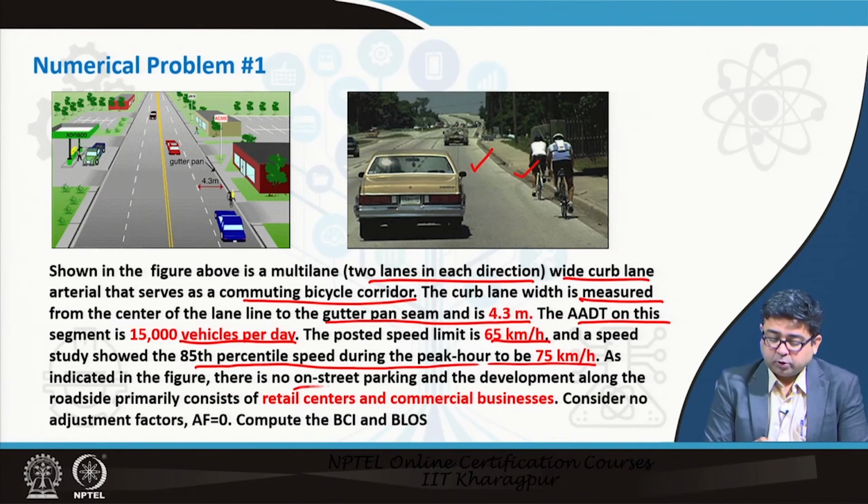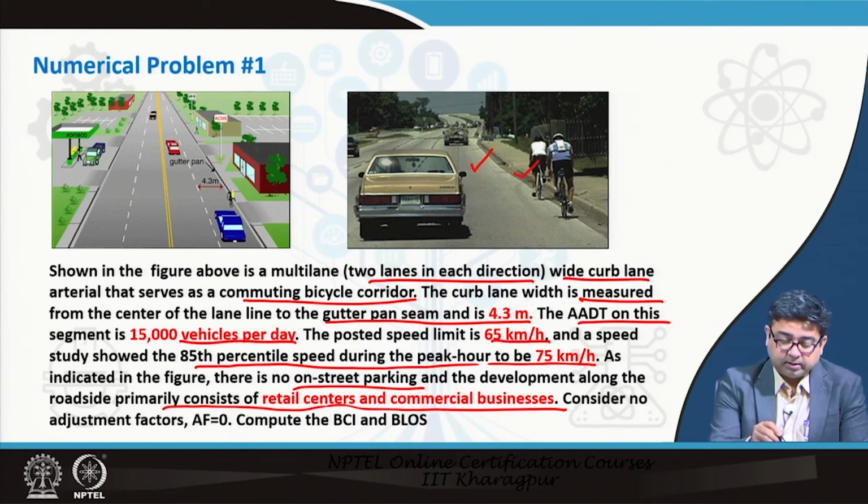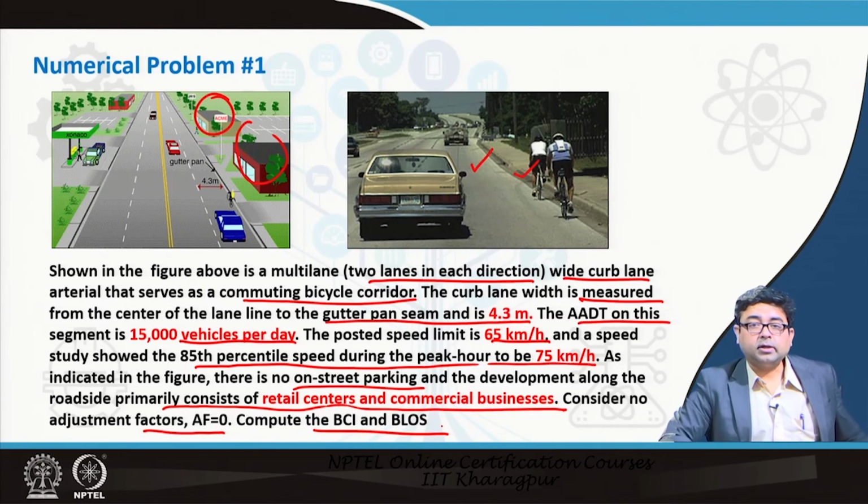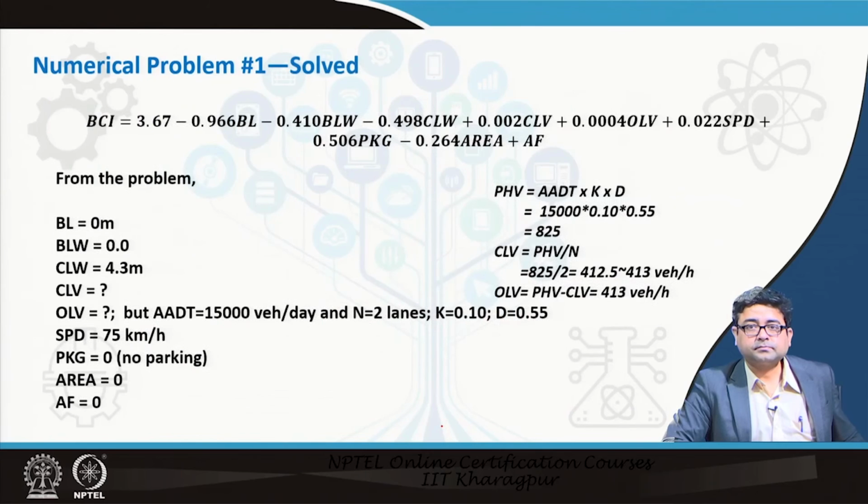As indicated, there is no on-street parking, and the development along the roadside primarily consists of retail and commercial businesses. There are no residential areas. And consider that the adjustment factors are nil. So, there are no heavy vehicles, no parking, and no right turn or left turning lanes, so no adjustment factors are available. How do you calculate the bicycle compatibility index and eventually the level of service?